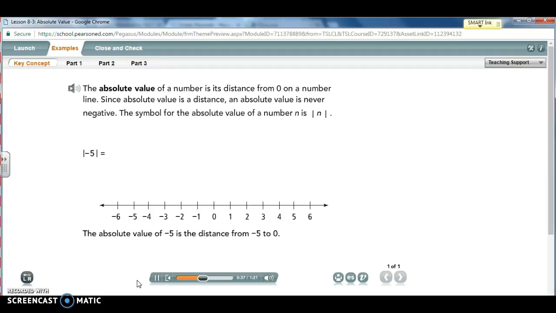The absolute value of -5 is the distance from -5 to 0. Starting at 0, count: 1 unit, 2 units, 3 units, 4 units, 5 units. -5 is 5 units from 0. The absolute value of -5 is 5.